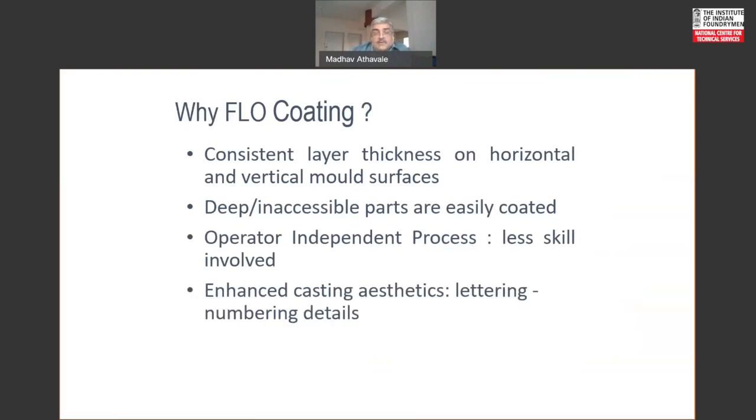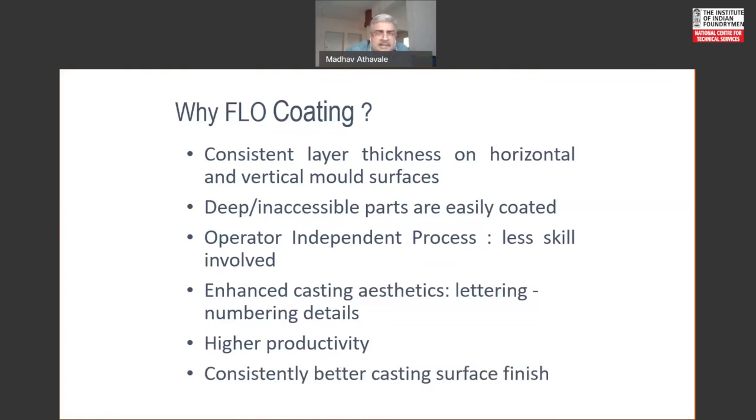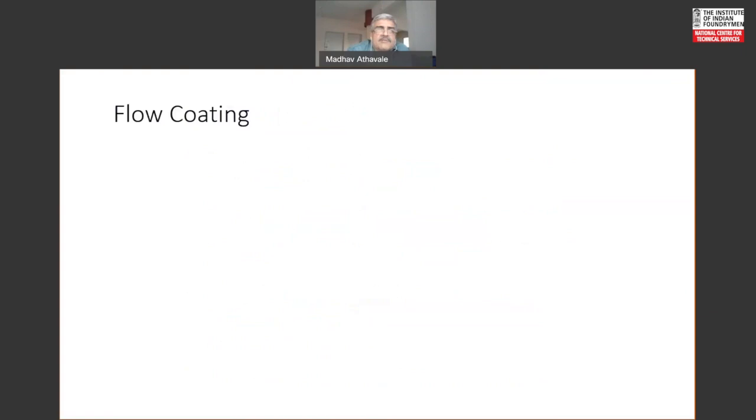So the casting looks better, aesthetics is better, surface finish is smoother, lettering and numbering details are very, very sharp. This is especially true in case of castings like valves. And productivity is high as compared to brush or swab or even spray. Flow coating gives you higher productivity as well, and consistently better casting surface finish.